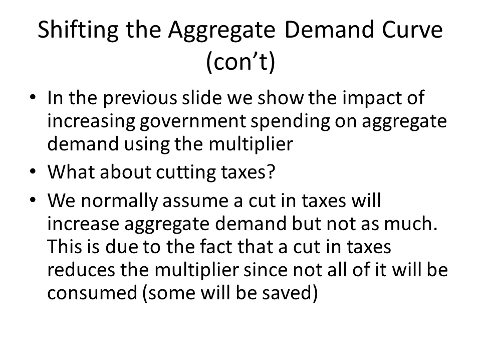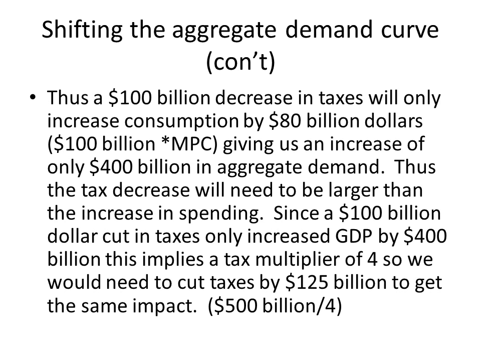In the previous slide, we showed the impact of increasing government spending on aggregate demand using the multiplier. What about cutting taxes? Well, we normally assume a cut in taxes will increase aggregate demand, but not as much. This is due to the fact that a cut in taxes reduces the multiplier, since not all of it will be consumed, some of it will be saved. In other words, what it's really doing is reducing the size of the multiplier a bit. Thus, a $100 billion decrease in taxes will only increase consumption by $80 billion. Why? Because of the MPC of 0.8.